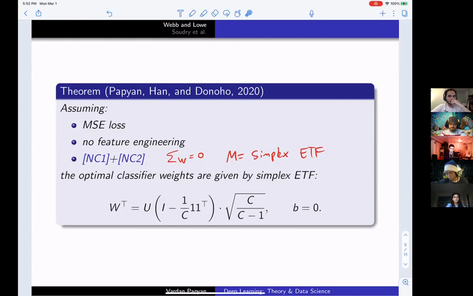What about NC3 and NC4? So NC3 emerges from this fact because this is saying that W transpose is a simplex ETF, which is equal to M. And NC4 can be proven based on NC1, 2, and 3. But I would prefer not to go into the details of the proof because it seems like it's a bit too hairy.